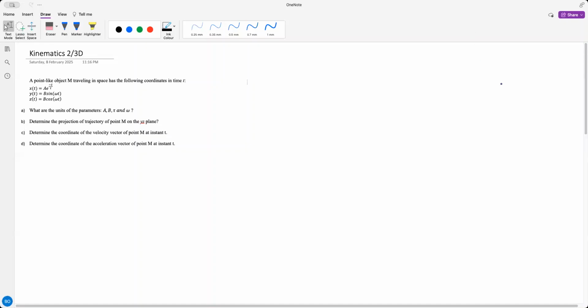This is an example of an object moving in 3D. So in principle, when an object is moving in 3D, the vector position has three components along x, y, z. In general, the vector position has a coordinate along the x-axis plus a coordinate along the y-axis plus a coordinate along the z-axis.